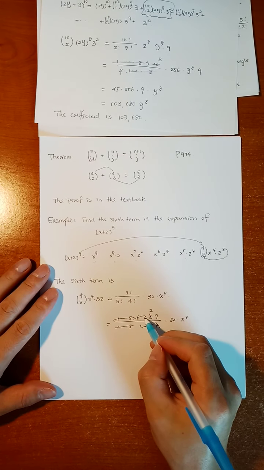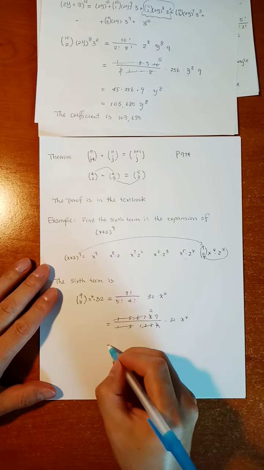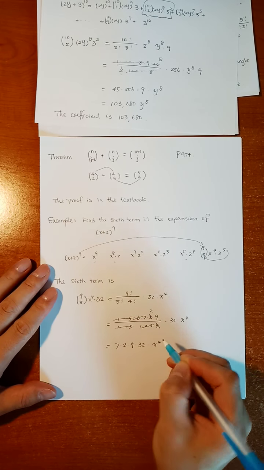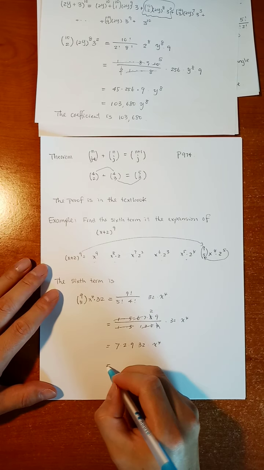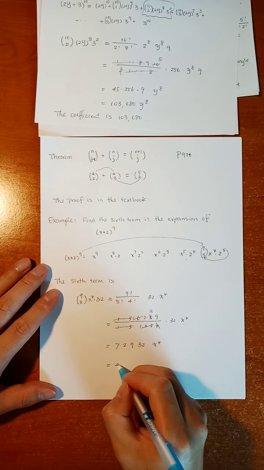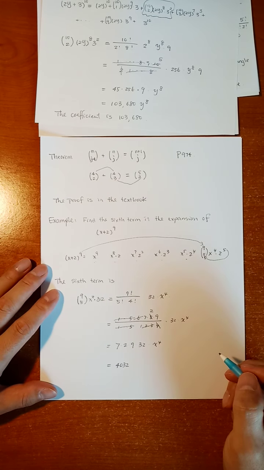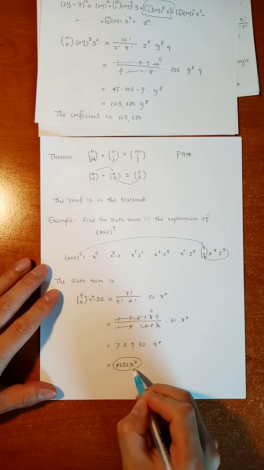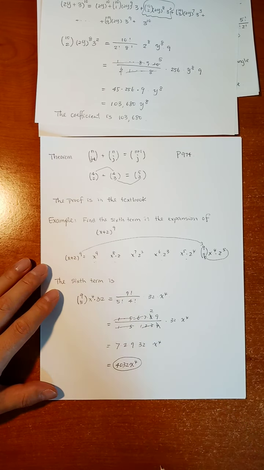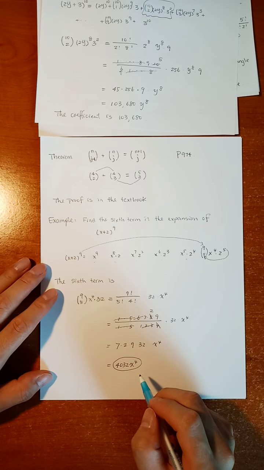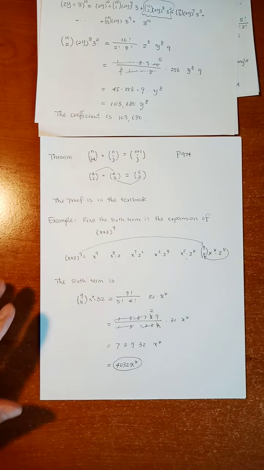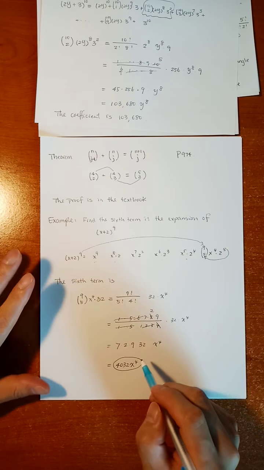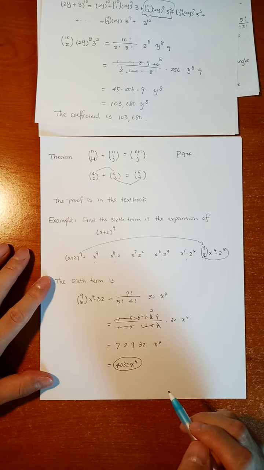So what do you have? You have 7 times 2 times 9 times 32 times x to the 4th power. And you really do the computation. This is a product, it's not that difficult. The product is 4032 times x to the 4th power. And this, including x, is the term. So the term always contains the coefficient and contains the x.